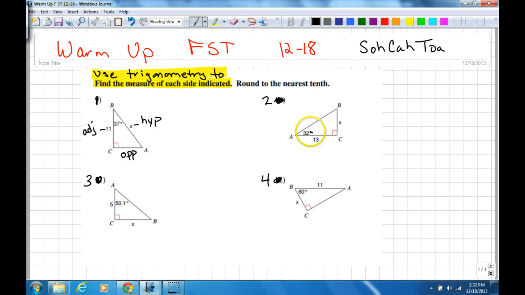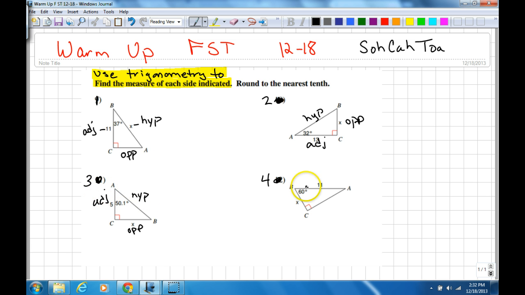So over here on number 2, I'm looking at angle A. So what's the side not touching angle A? My opposite will be X and my adjacent will be 13. Yep. And this would be hypotenuse. And then on 3, my opposite would be X and my adjacent would be 5. So it can change. And this would be hypotenuse.